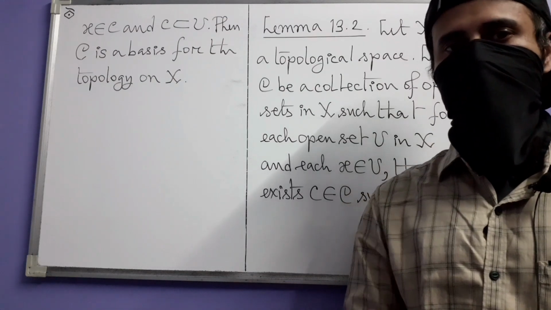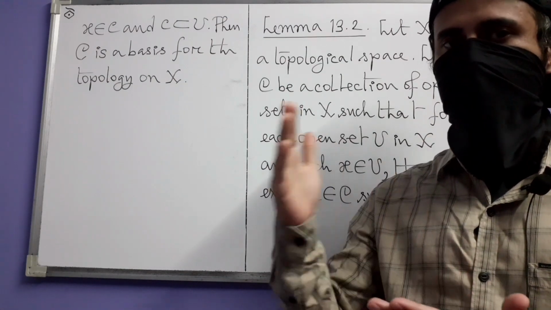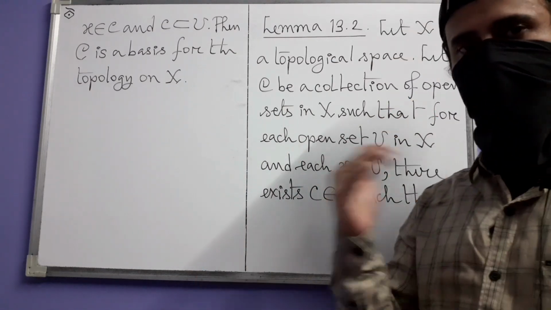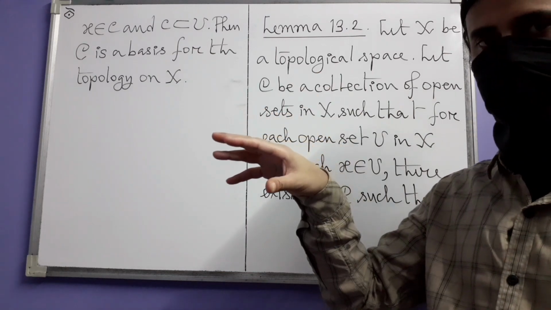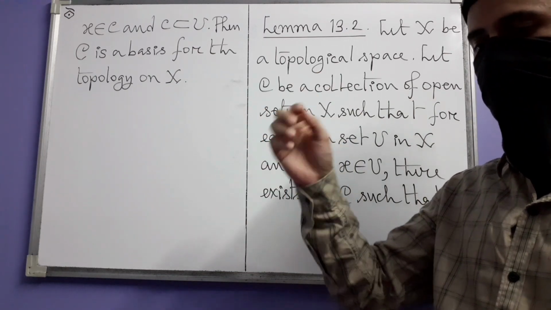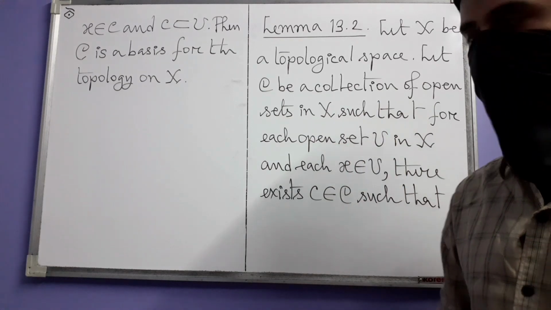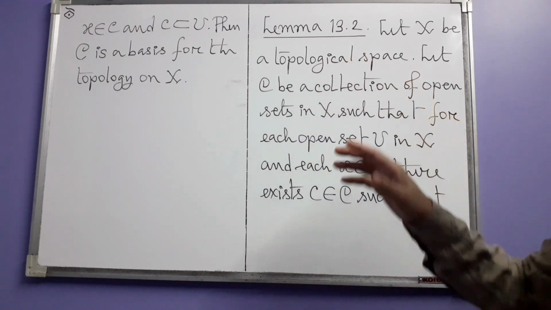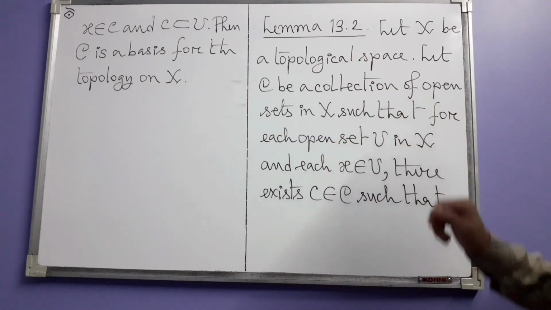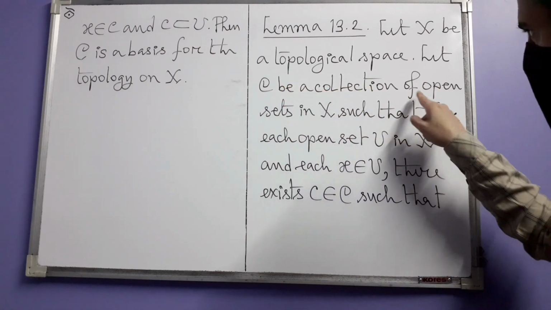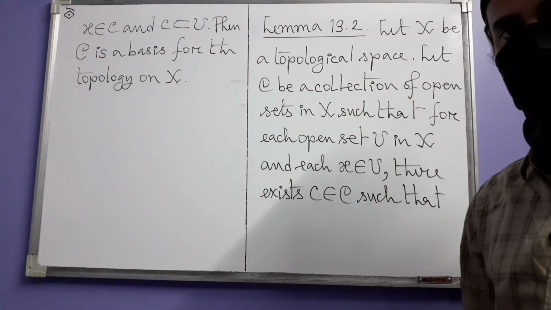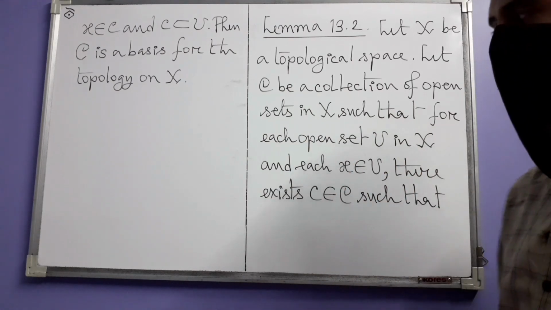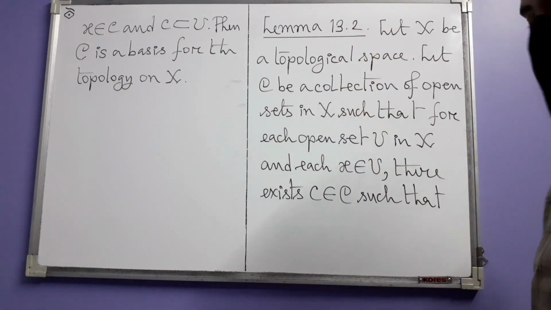So far we have seen our journey from a basis to the topology that the basis generates. But now in this next lemma, we go in the opposite direction. A topology is given to us on a set and we want to create a basis for that topology. So let's see the statement of the lemma. Let X be a topological space. That means already there is a topology on X. And let C be a collection of open sets in X. That means this C is a sub-collection of the topology. It's a subset of the topology, whatever topology is there in the background.